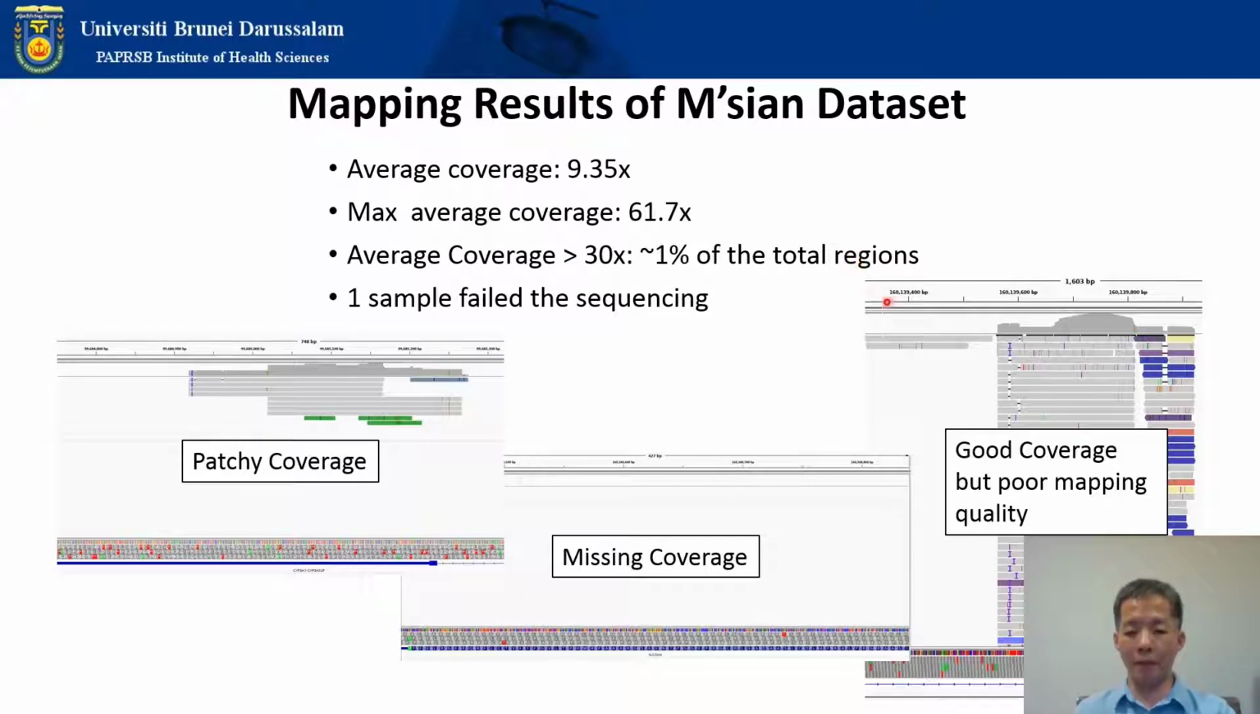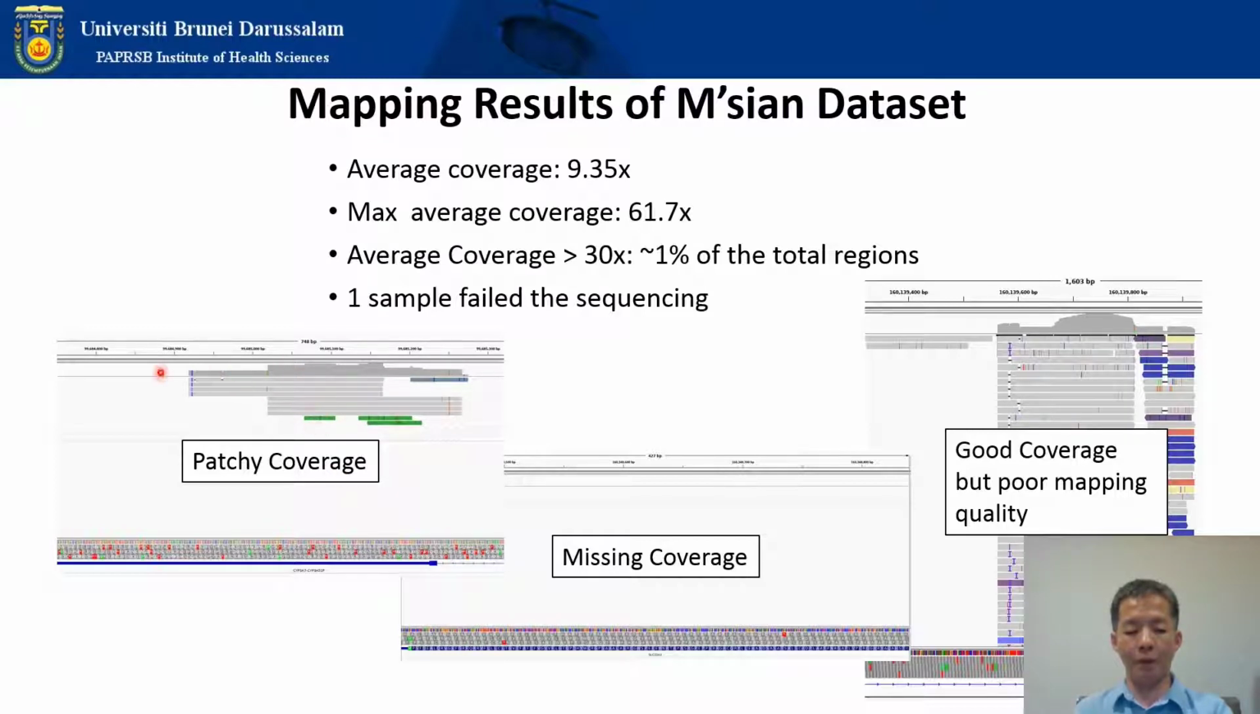And if you look into the areas where the coverage is greater than 30x, it only covers about 1% of the total regions. Now we usually say that to get good quality, you should ideally have about 30x. Because of this low coverage, I guess we have to take some of the results with a bit more caution. In fact, out of 105 samples, one of them actually didn't work.